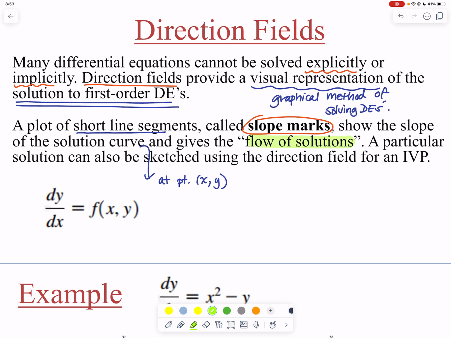So we can also find a particular solution, that is, a solution of the IVP. That is a unique solution. That particular solution can be sketched using the direction field also. Now, this is a unique solution, of course, if we satisfy Theorem 1.